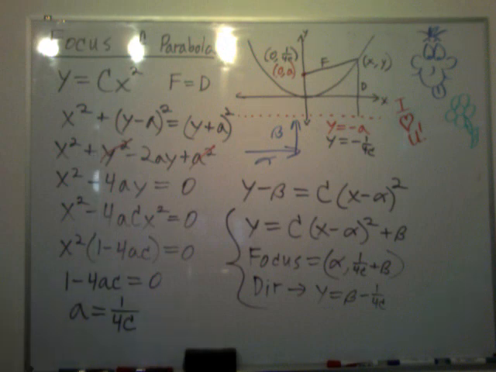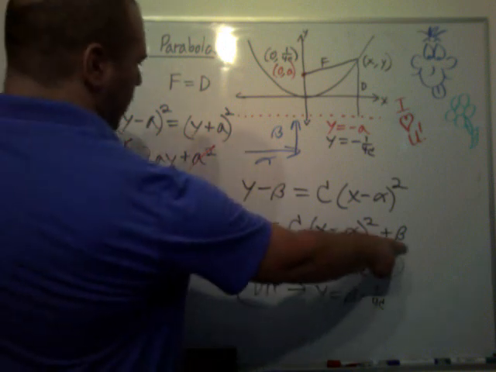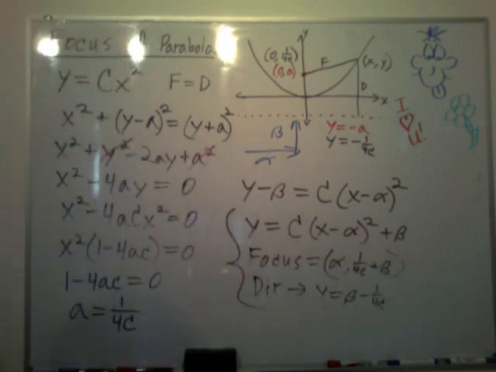And if you know how to complete the square, you should be able to take any equation of a parabola and put it into that form, and from that you can get your focus and vertex. And if it's a sideways parabola, you just switch the roles of x and y. That's about it. Thanks.